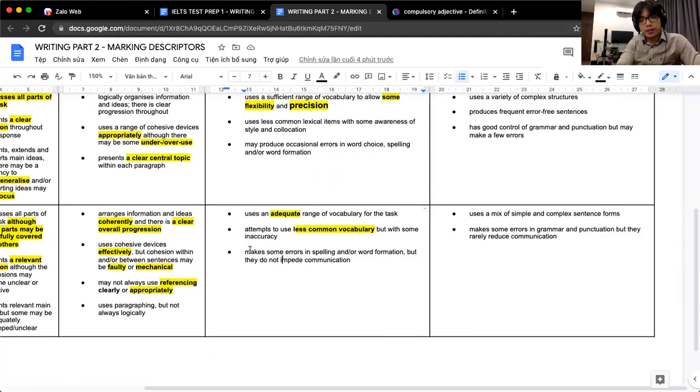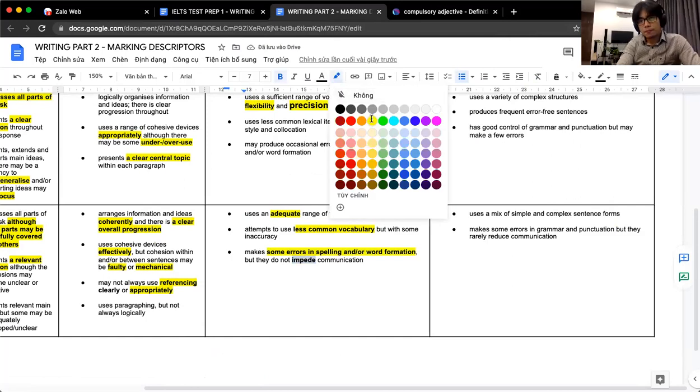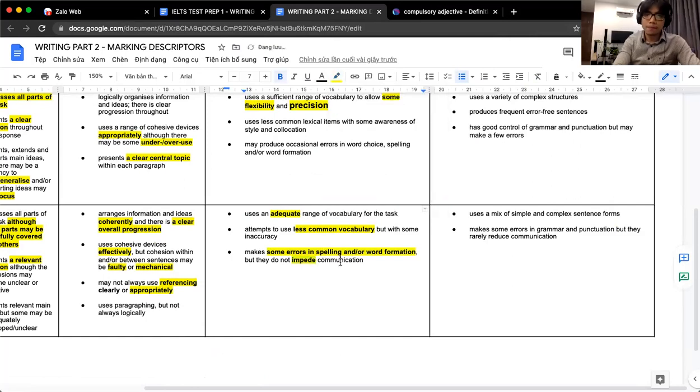Okay, and here it is very interesting. So you make some errors in spelling and word formation. Okay, so your mistakes are obvious. We know that, we understand that. But if they do not impede, means prevents, obstructs, make it difficult. Okay, so if you make mistakes in spelling and word formation, but I can still understand what you mean.